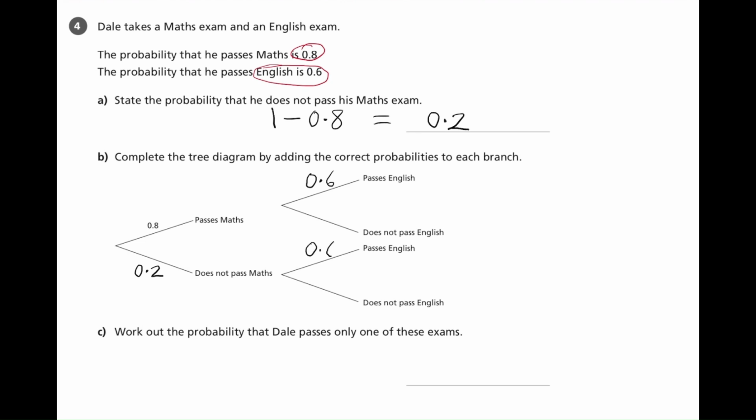Then we use the same method as part A, so if the probability of passing English is 0.6, then we subtract that from 1 to get 0.4. That's the probability of not passing English. And the final branch is also 0.4, the probability of not passing English.